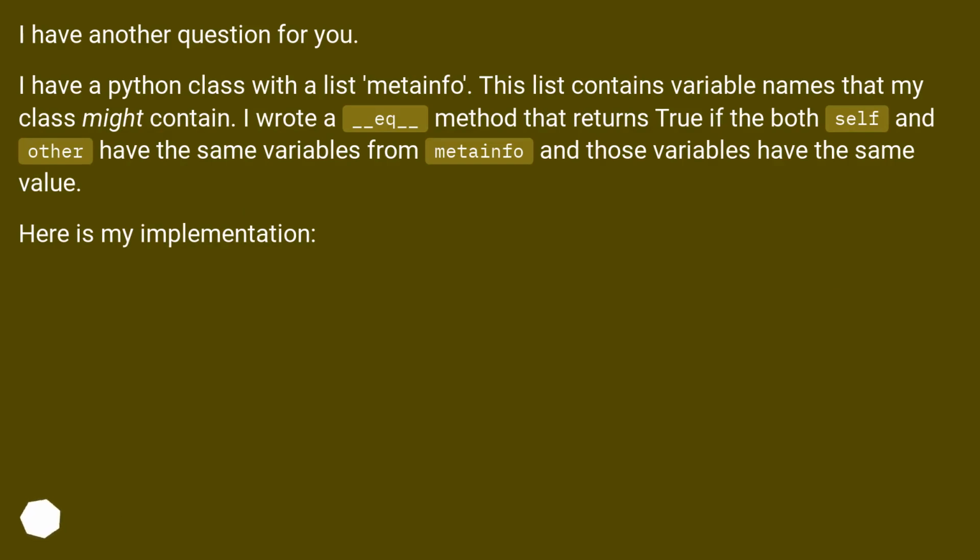I have a Python class with a list, metainfo. This list contains variable names that my class might contain. I wrote an __eq__ method that returns true if both self and other have the same variables from metainfo and those variables have the same value. Here is my implementation.